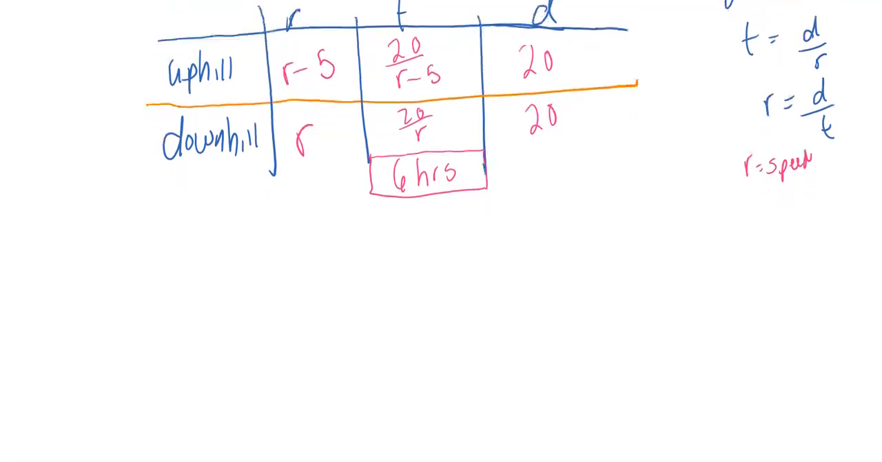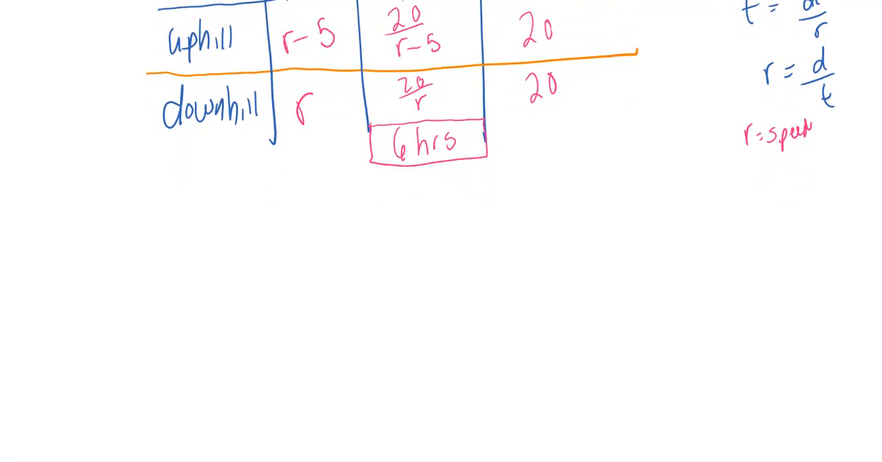And we have enough to make an equation now. So we have 20 divided by r minus 5 plus 20 divided by r. His uphill plus his downhill is going to give us his total time, 6 hours.